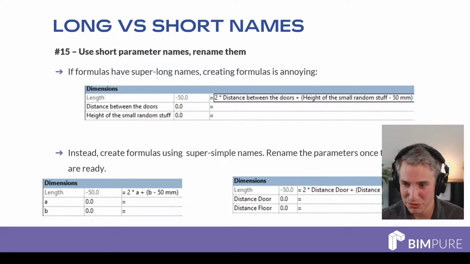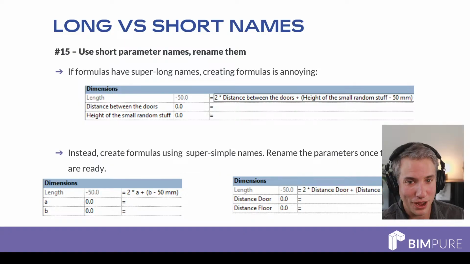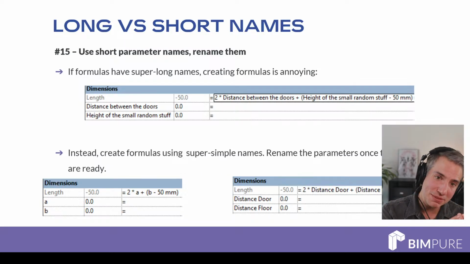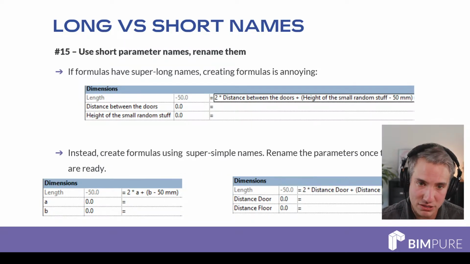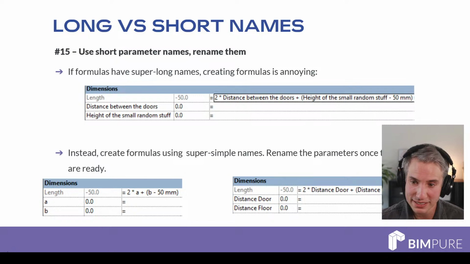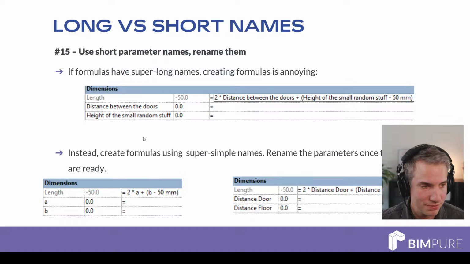But the tip that I actually prefer: whenever I create a new family and I want to create multiple formulas, I like to start with really simple parameter names, and when the family is ready, I rename them to something more descriptive for the end users. For example, I might just start with A and B, and then when it's done, rename them to distance door and distance floor. And the good thing about it is that the formulas are automatically updated with the correct parameter names, just like this. So let's give an example.